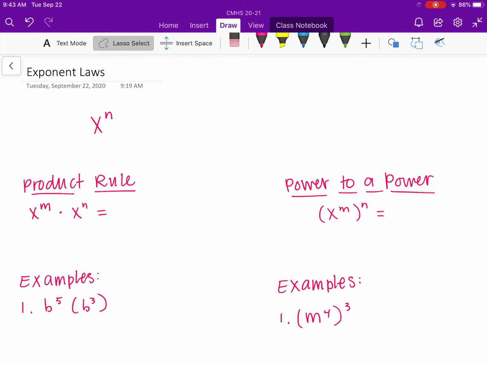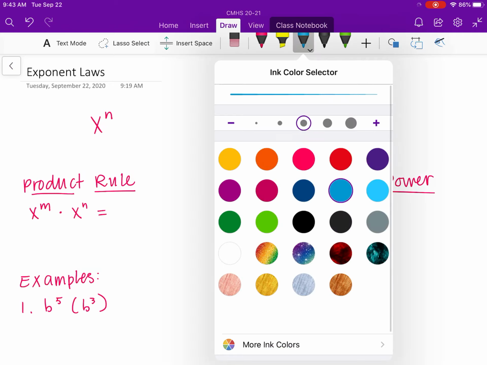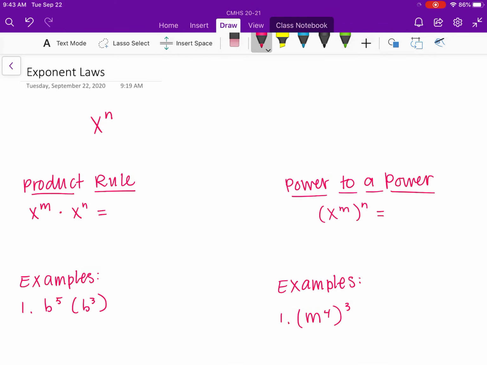Alrighty guys, so today we are going to learn about exponents. I'm so excited. Exponents are so fun. I'll choose my color here.